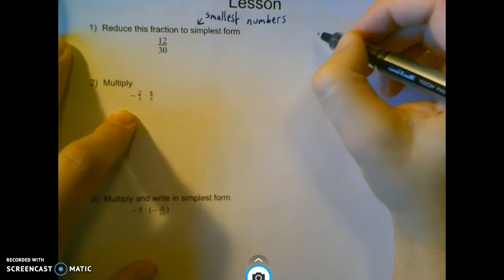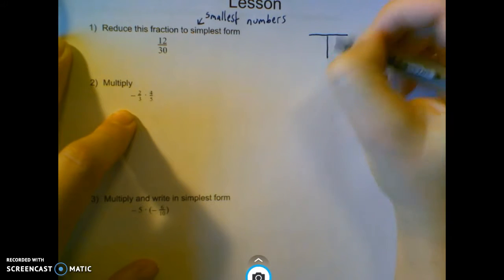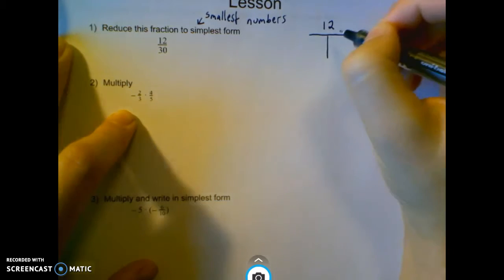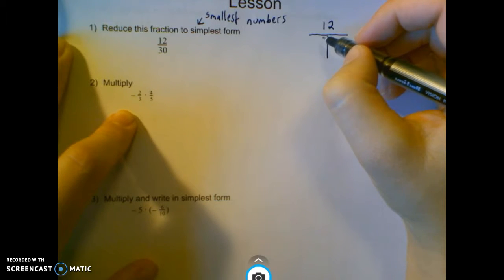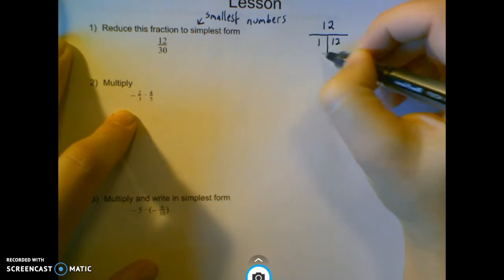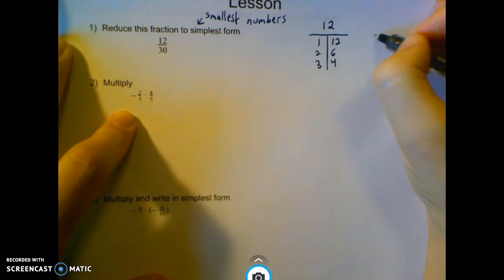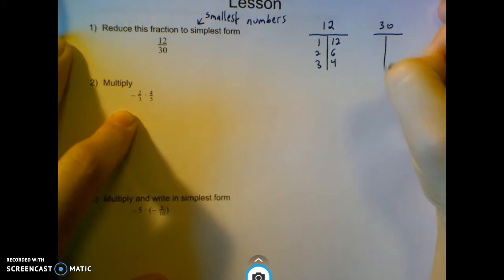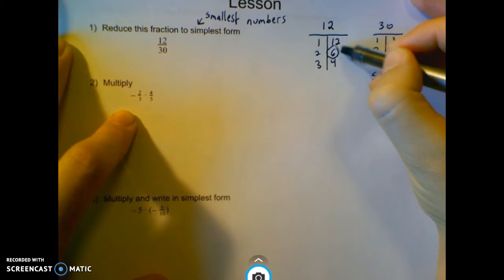The way that we do that is to first write all the factor pairs for each number. So factor pairs are just the numbers that multiply to be 12. So 1 times 12 is 12, 2 times 6 is 12, 3 times 4 is 12, and the same thing for 30. 1 times 30 is 30, 2 times 15 is 30, 3 times 10 is 30, 5 times 6 is 30. Then I look through the list and I find the biggest number that's on both lists.